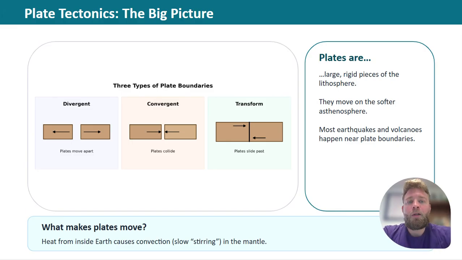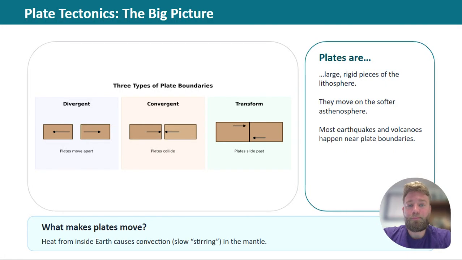All right. So plates are large, rigid pieces of the lithosphere. So basically Earth's crust. It's Earth's crust, 65 miles of rock that is sitting and floating along the mantle. Okay, miles and miles and miles of crust. And these giant plates are moving 1 to 10 centimeters a year.